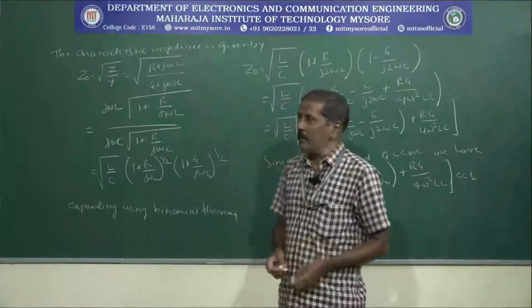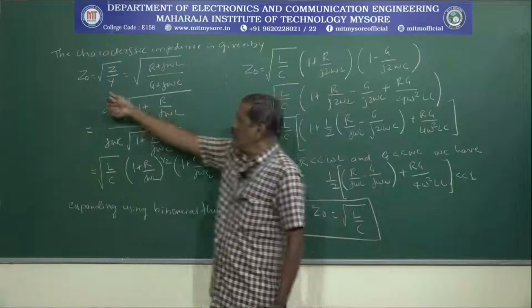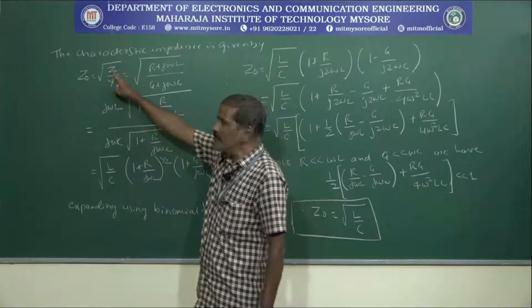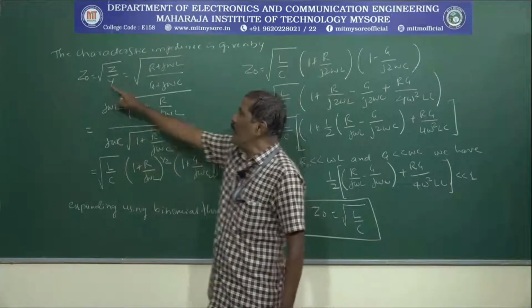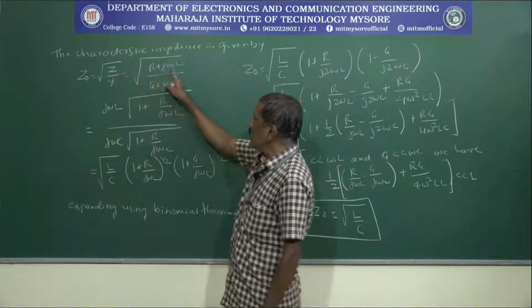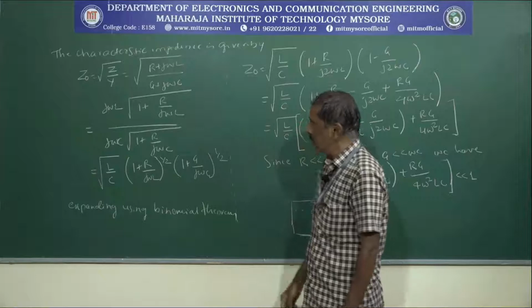So, consider the next parameter, that is the characteristic impedance, and it is given by Z0 equal to root of Z divided by Y, where Z is the impedance of the transmission line and Y is the admittance of the transmission line, and we know that Z is equal to R plus j omega L and Y is equal to G plus j omega C.